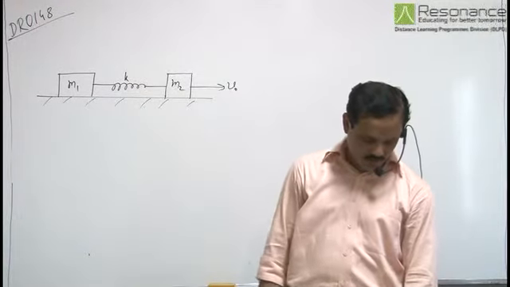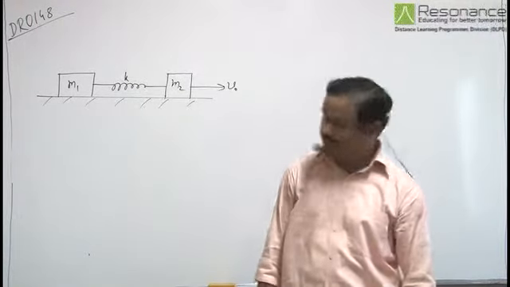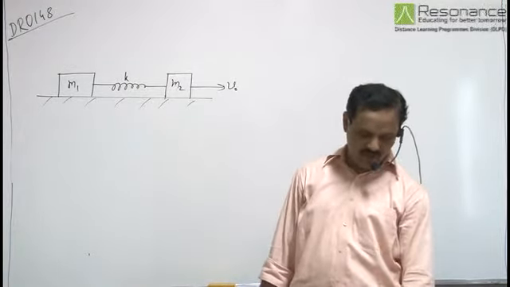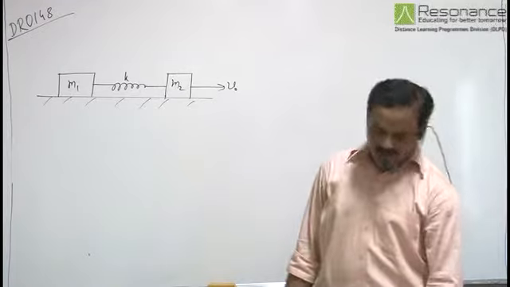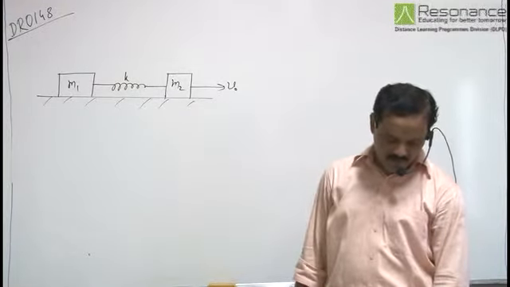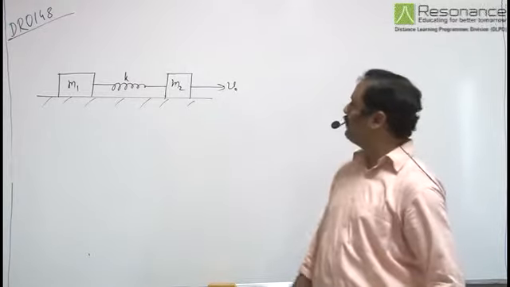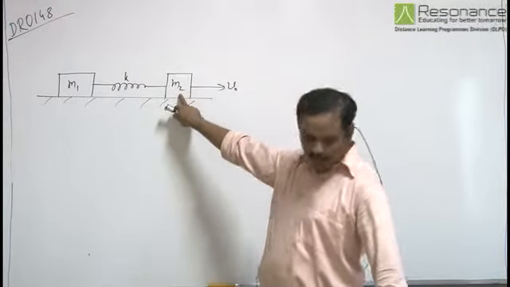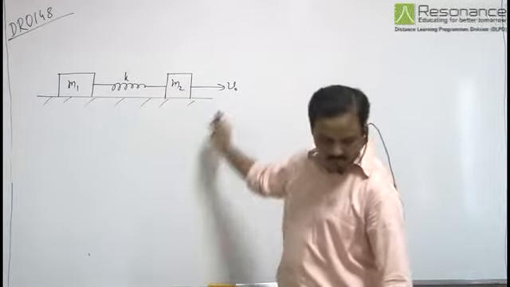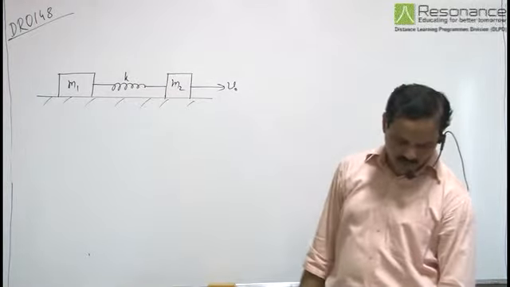In this particular problem, two blocks of masses m1 and m2 are connected with the help of a spring of spring constant K. Initially, the spring is at natural length. Now, a sharp impulse is given to mass m2. There is an impulse given to the block of mass m2 so that it acquires a velocity v0 towards right.